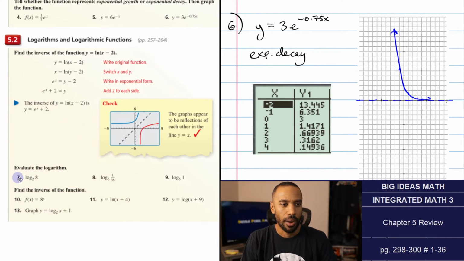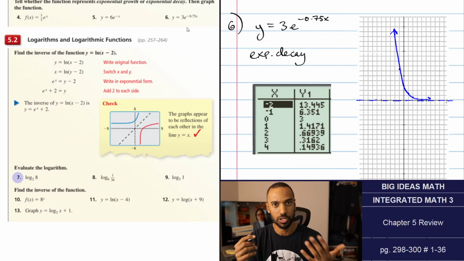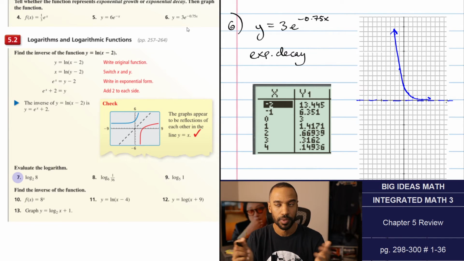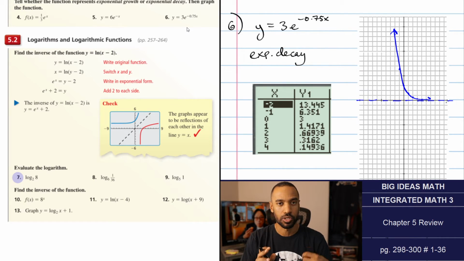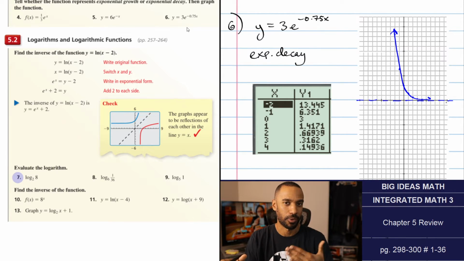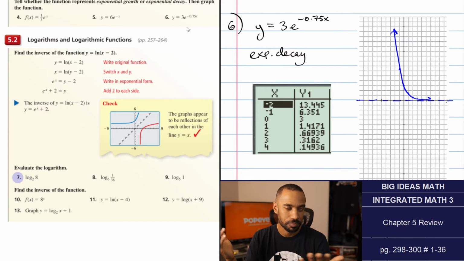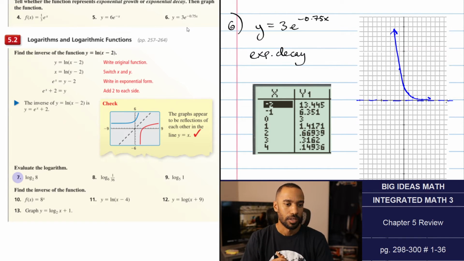All right. Section 5.2, logarithms and logarithmic functions. This was our introduction to logs, which are the inverses of exponential functions. When you take the log of something, the result of that answer is an exponent. It answers the question, the age-old question for us, 2 to what power equals 6. Logarithms can do that. Anyway, so here's what they're going to be doing.